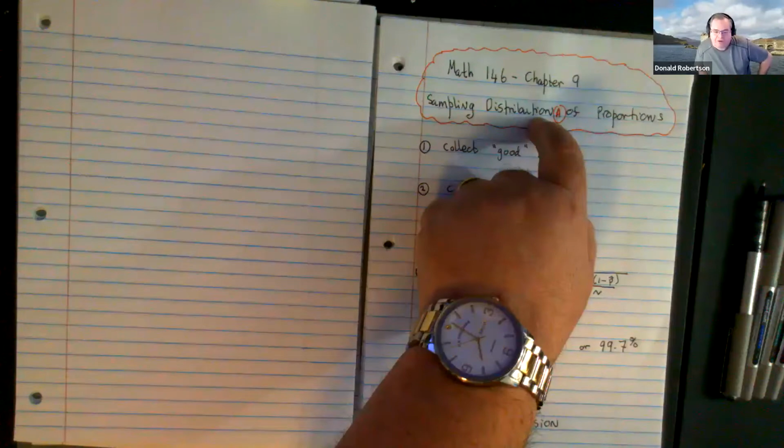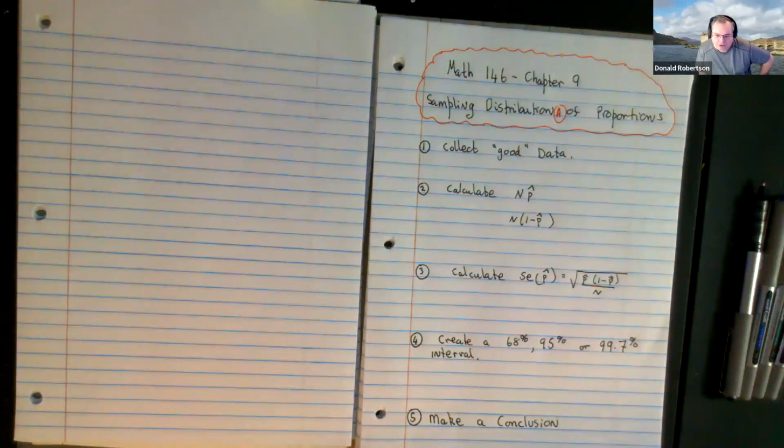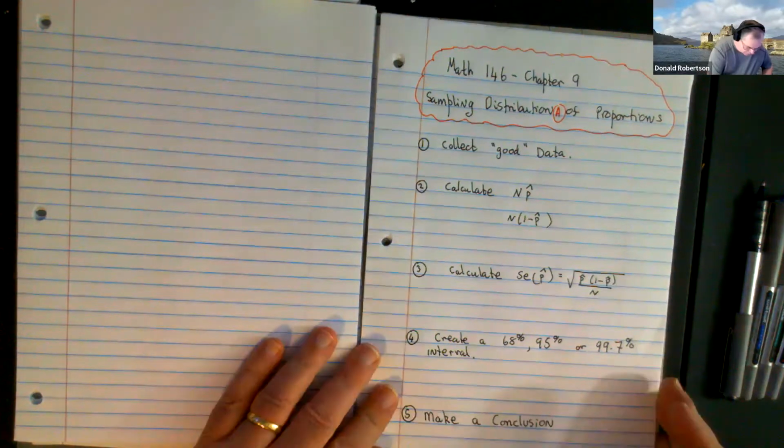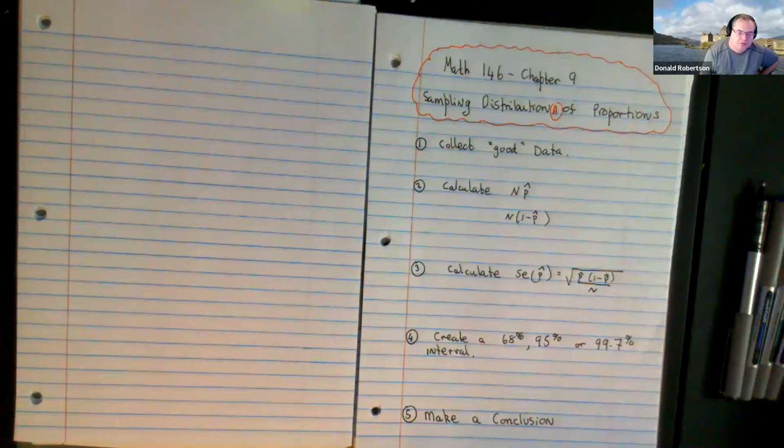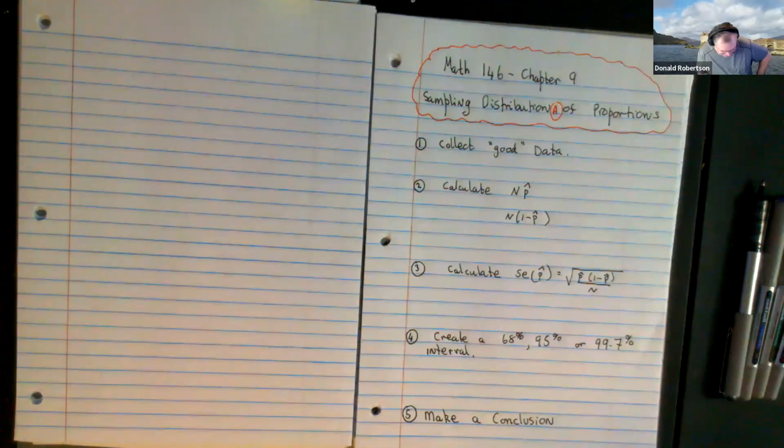Everyone. We are going to be finishing today the Part A version of Chapter 9, Sampling Distributions of Proportions. And I want to take you through the essential steps that you would do in a real-life analysis of data.